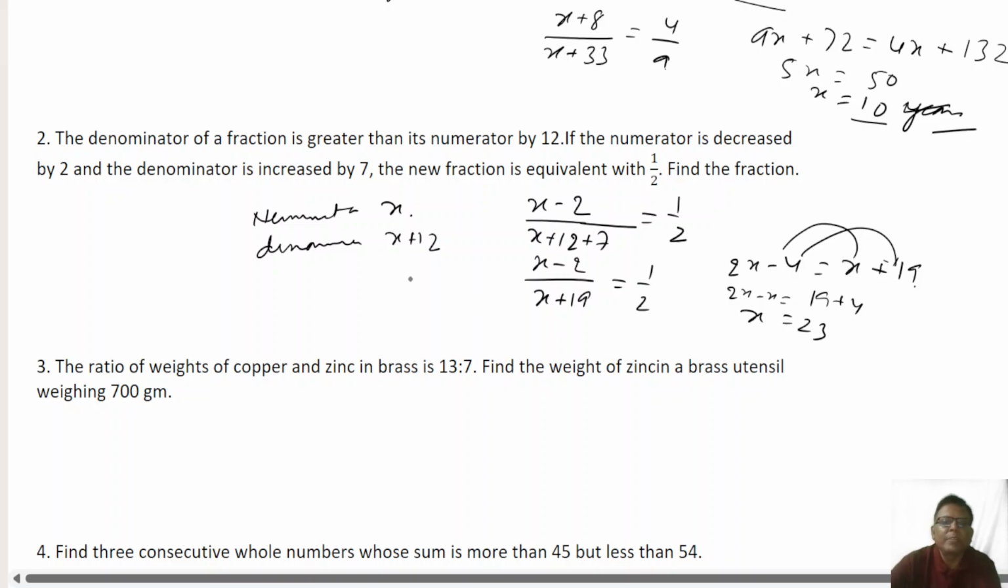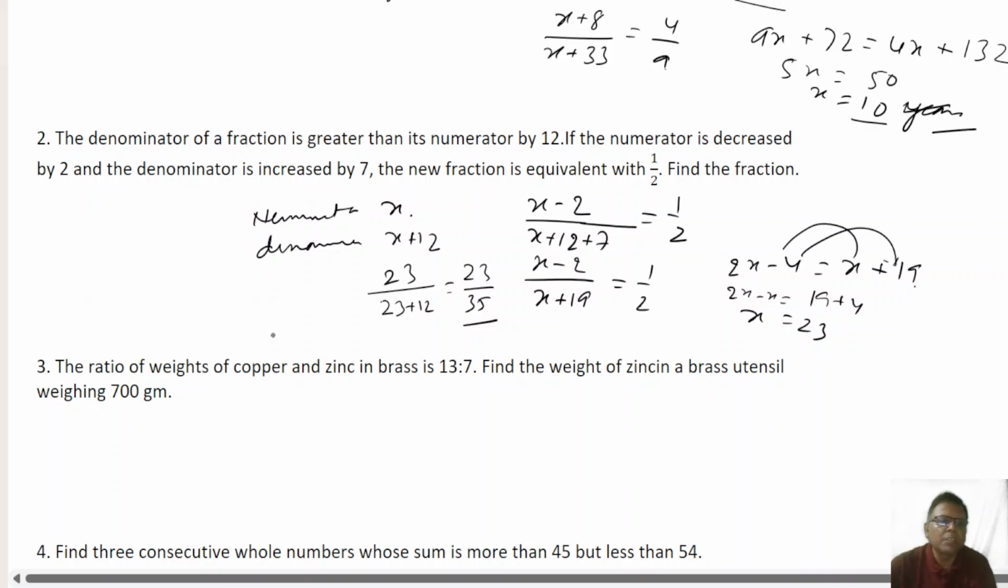So what will be the fraction? The fraction will be 23 divided by 23 plus 12. That means 23 by 35. So this will be the answer. Now come to the next question.